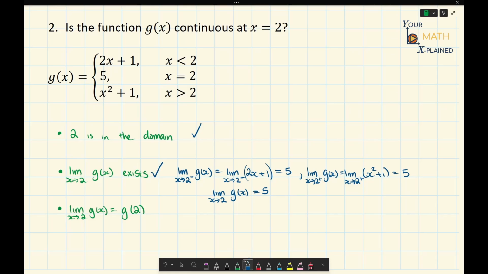And then finally, the last condition, we need to compare our limit and the actual function value. Well, g of 2 is equal to 5 as defined by this part right over here. And that is equal to the limit that we just found. So therefore, this condition is also satisfied. So since all three conditions are satisfied, we can say yes, it's continuous at x is equal to 2.